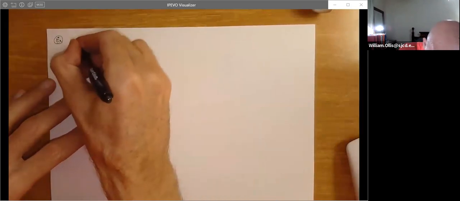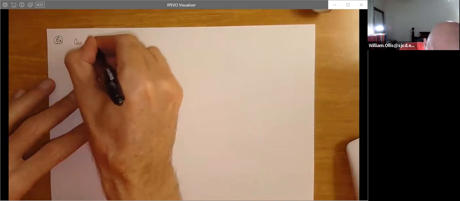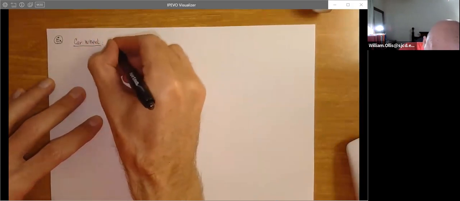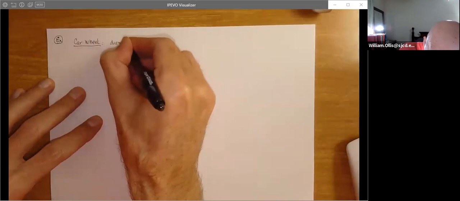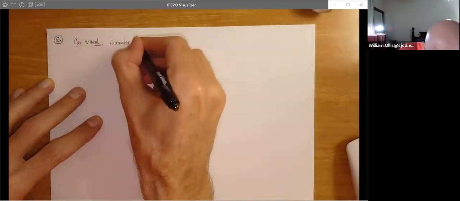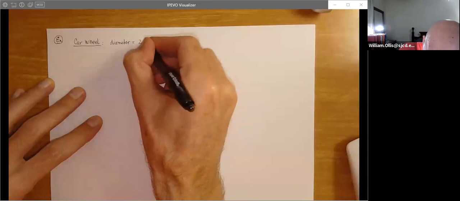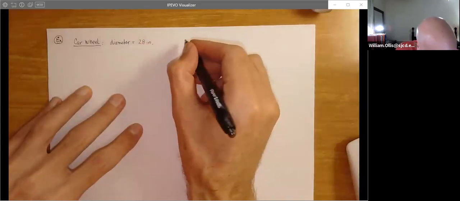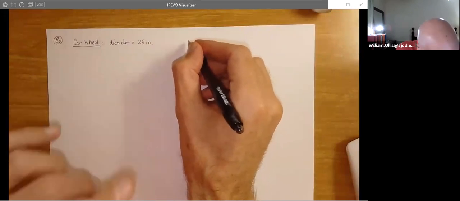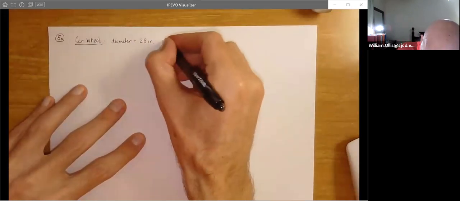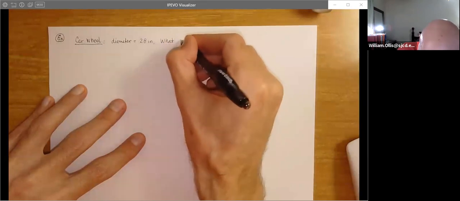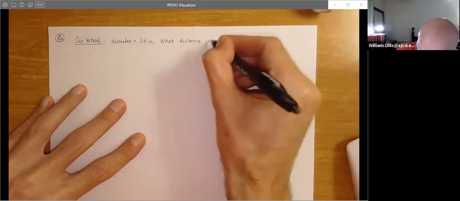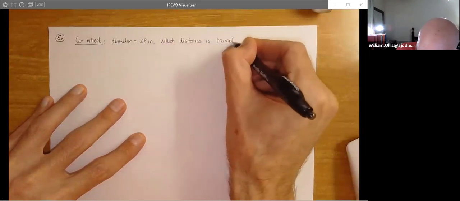So we have a car wheel. We have a car wheel that has a diameter. Diameter is 28 inches. Okay. And then we have, and this is why I've introduced the last conversion factors, we'll say what distance is traveled.